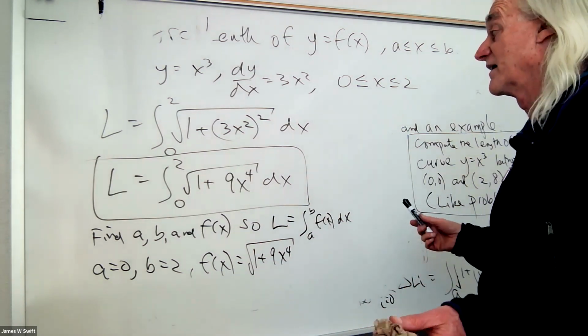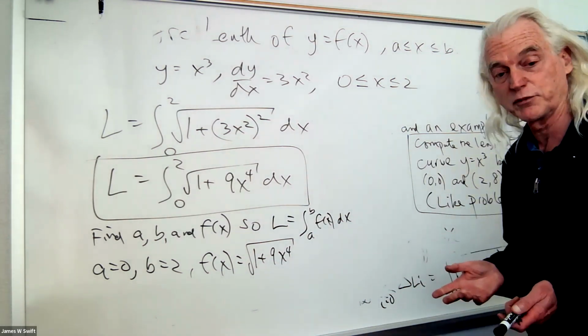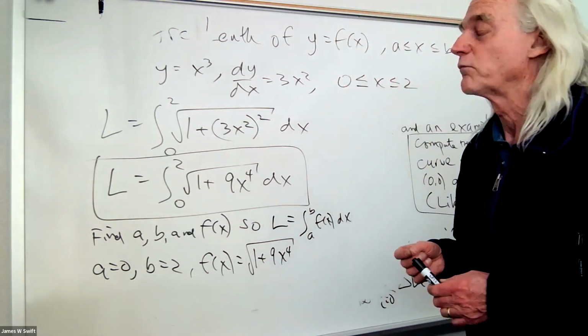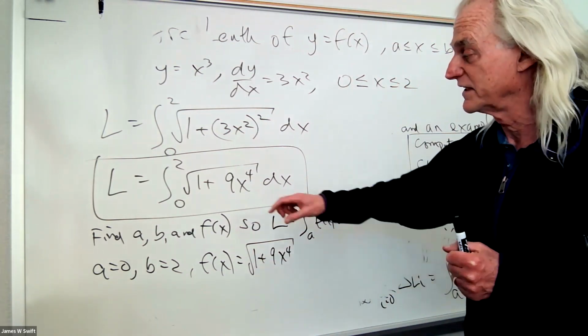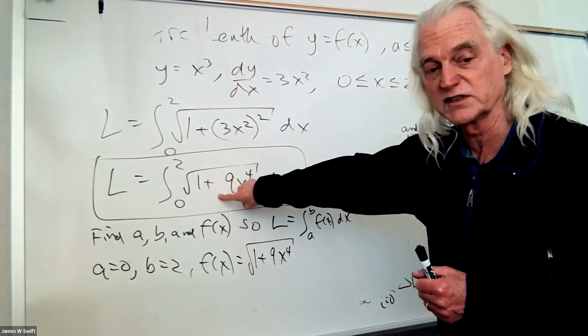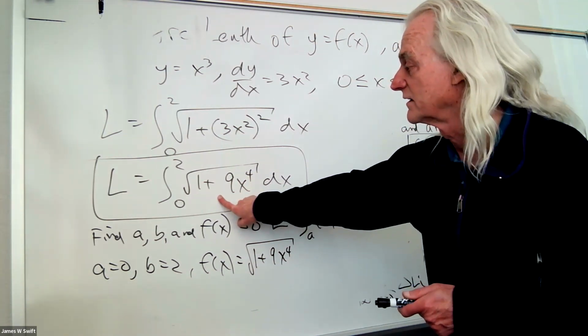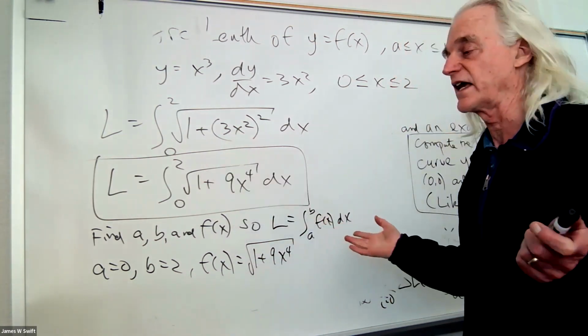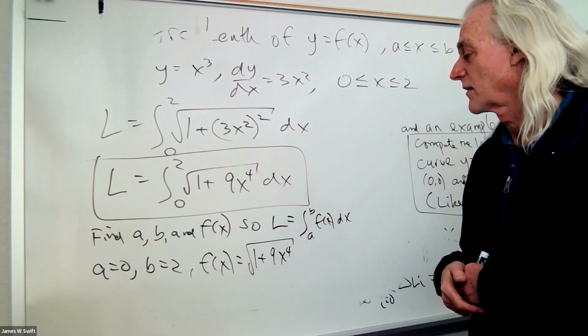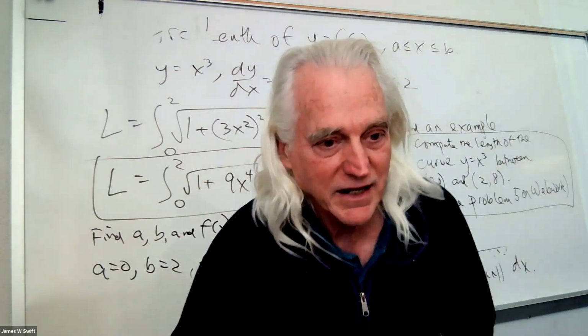So anyway, that's basically it. There are some examples where by manipulating the thing inside the square root, you can show that it's a perfect square. Then I can get rid of the square root and integrate it. All right, that's about it.